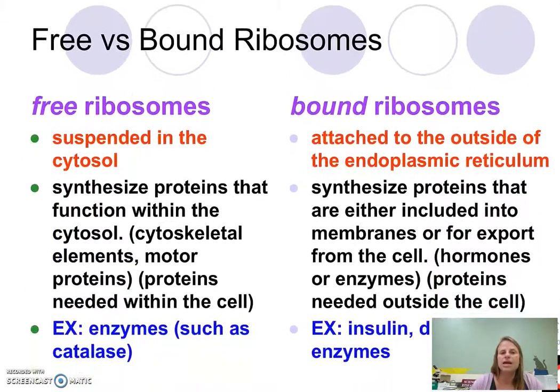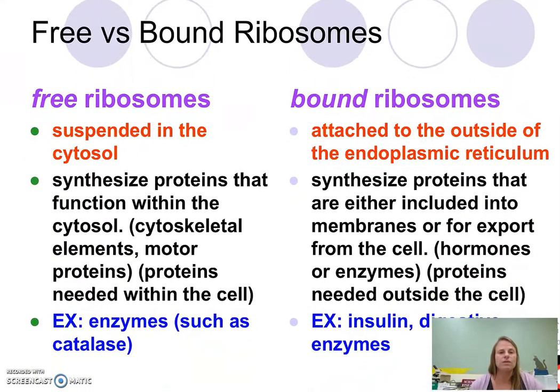Now, there are two different types of ribosomes. You have free ribosomes. You also have bound ribosomes. The key differences are that free ribosomes are suspended in the cytosol. Bound ribosomes are attached to the rough endoplasmic reticulum. Your free ribosomes are found in prokaryotes, whereas in eukaryotes, you have both free and bound ribosomes. The key difference is what types of proteins are made by the free ribosomes and the bound ribosomes.